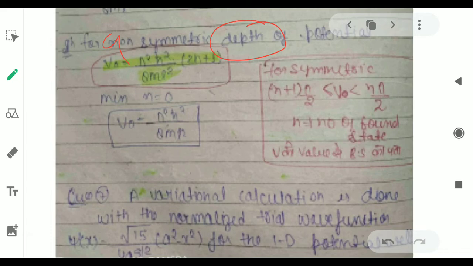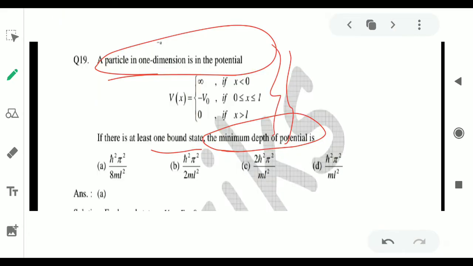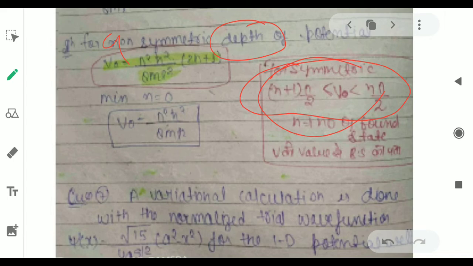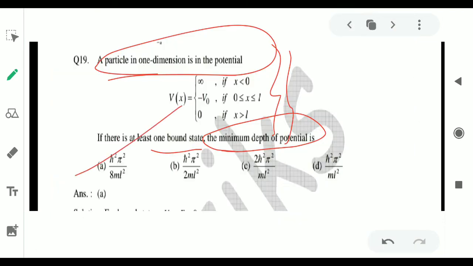You can say asymmetric if the limit is between n plus 1 pi by 2, or n pi by 2. A limit between these is called an asymmetric wave function. Now we know that the limit is between minus L to L, so it is an asymmetric wave function. So for the asymmetric wave function, the value of depth, or energy, is h-bar square pi square upon 8m L square into (2n plus 1) square. Now for the minimum value, n should be 0. That will be your answer.